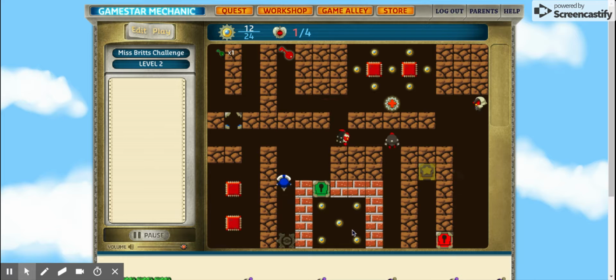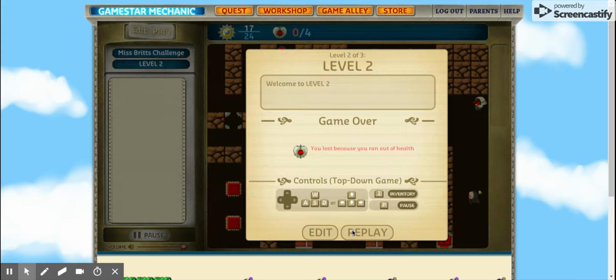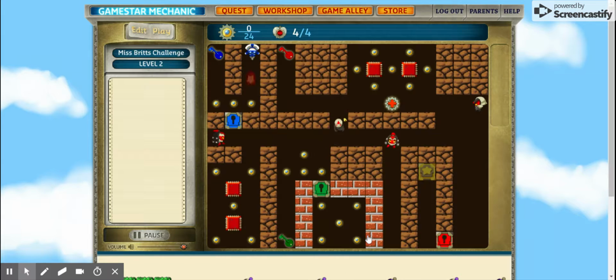So as you can see on this level and the last level, there's 3 types of blocks in each level. I just asked that they use 3 different types of blocks total throughout their 3 levels. There's different enemies and a different avatar used on each level. And they can just play their way through.